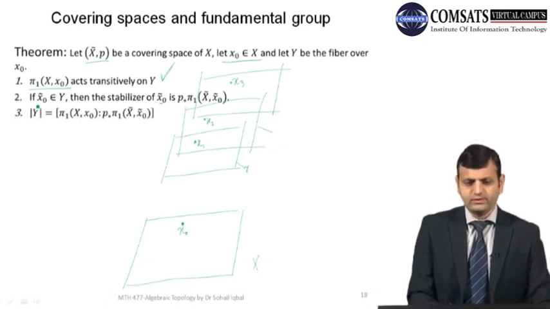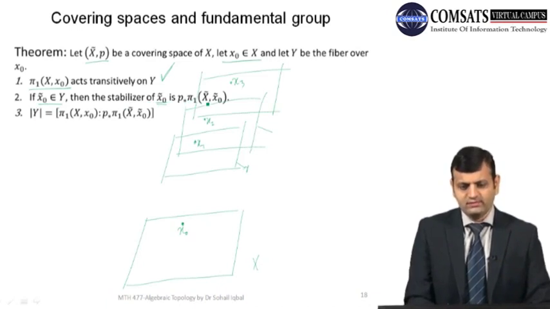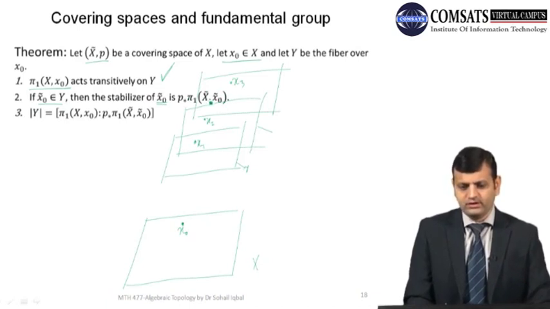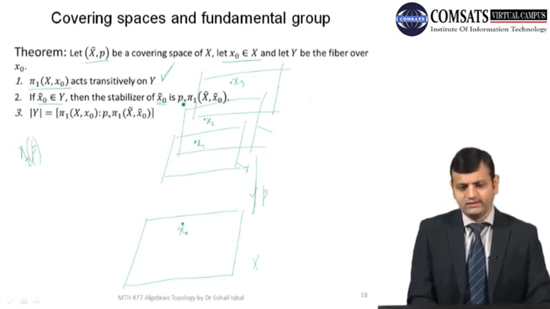Okay, so the next statement is, if we have an element in the fiber, then the stabilizer of this element is basically p lower star pi 1 of x tilde at x naught tilde. So take the fundamental group of x tilde at that point and push it using this projection map. Once again, let me remind you that this is the image under the functor pi 1 of the continuous function p. Then push it, and of course you will get a subgroup.